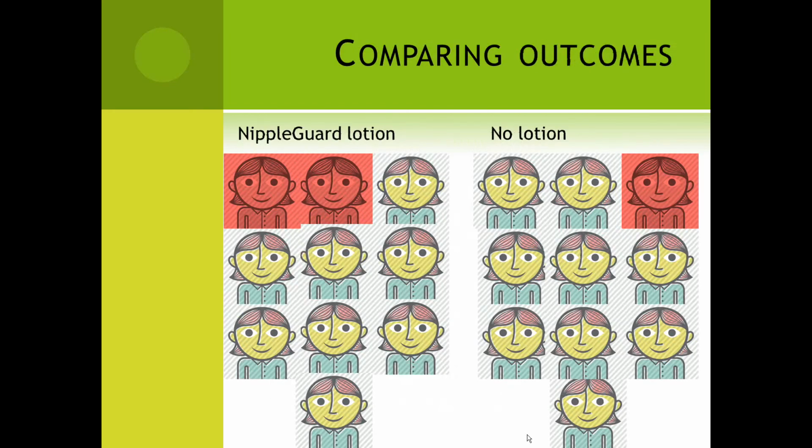It's probably easier if we do this graphically. There we are. So you can see, and you can start to intuit what the odds might be of getting the outcome in these different groups. So if you didn't use lotion, only 1 person out of that group got nipple damage. If you did use the lotion, 2 people got it.